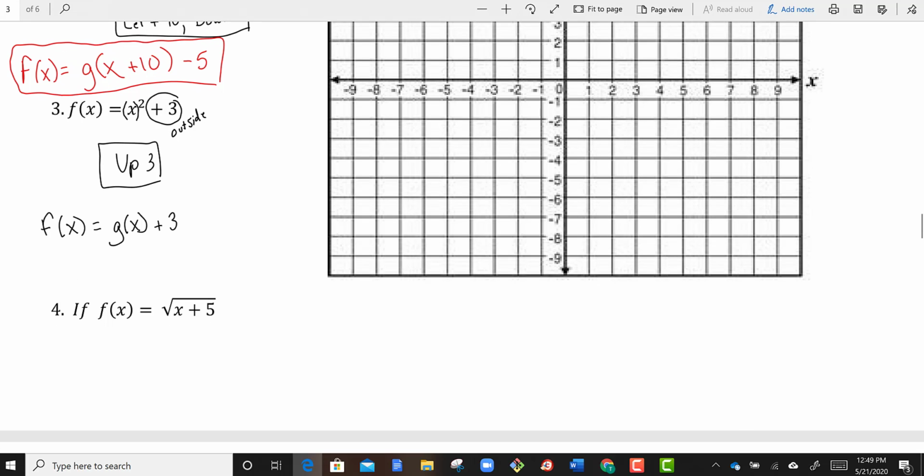And then finally, number 4, the +5 is on the inside of the mathematical operation of square root. So the +5 is going to shift us left 5. Or we could say f of x is the g function shifted left 5.